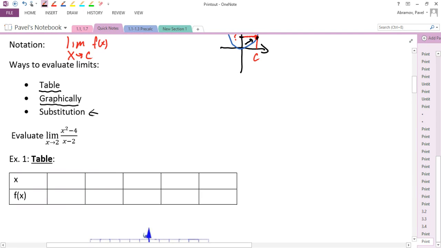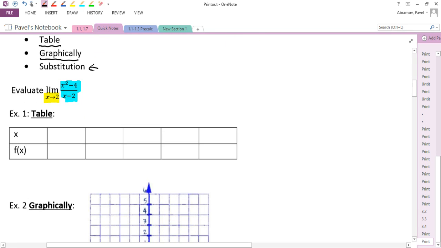So, if we go back to our function x squared minus 4 divided by x minus 2, we want to find the limit as x approaches 2, that's this part right here. So, as x approaches 2, we want to figure out what is the value of this whole function. As we know, we cannot plug in 2 for x, we already saw what happened. You had 0 over 0, which is a pretty complicated question to answer right now. But we still can figure out what that value could be.